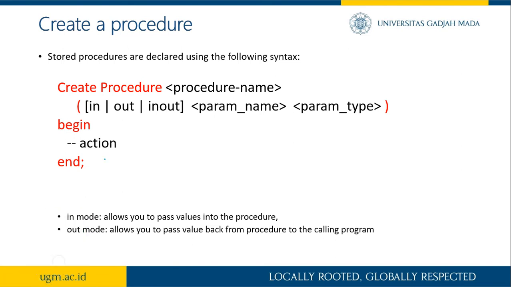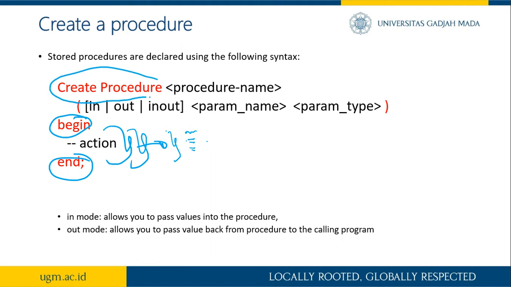Next, as you can see here, we have begin and end. Inside the begin and end, there is an action. So we can write the query here. This is the main action: the query that will be done within the procedure. When the procedure is called, this action will be done. In short, there are three parts of the procedure: declaring the procedure itself, including the parameters, then begin, the content of the procedure, and end the procedure.